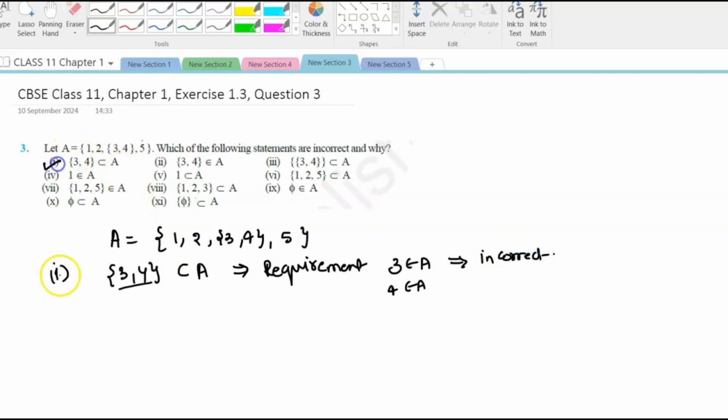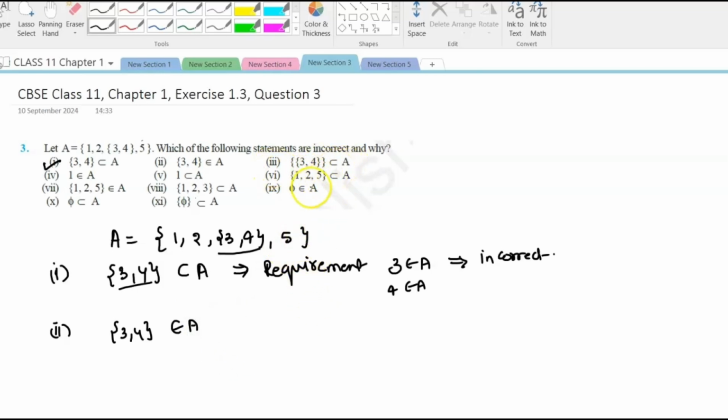So, first is incorrect. Let's see the second option. {3, 4} belongs to A. Now, of course, this set {3, 4} belongs to A as an element. And therefore, this statement is correct. So, we should not choose this.